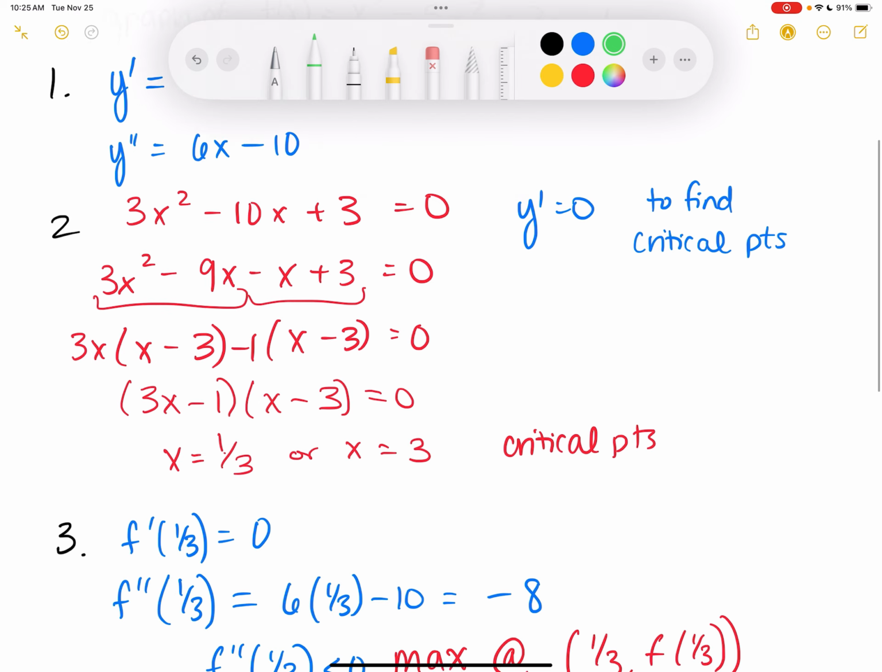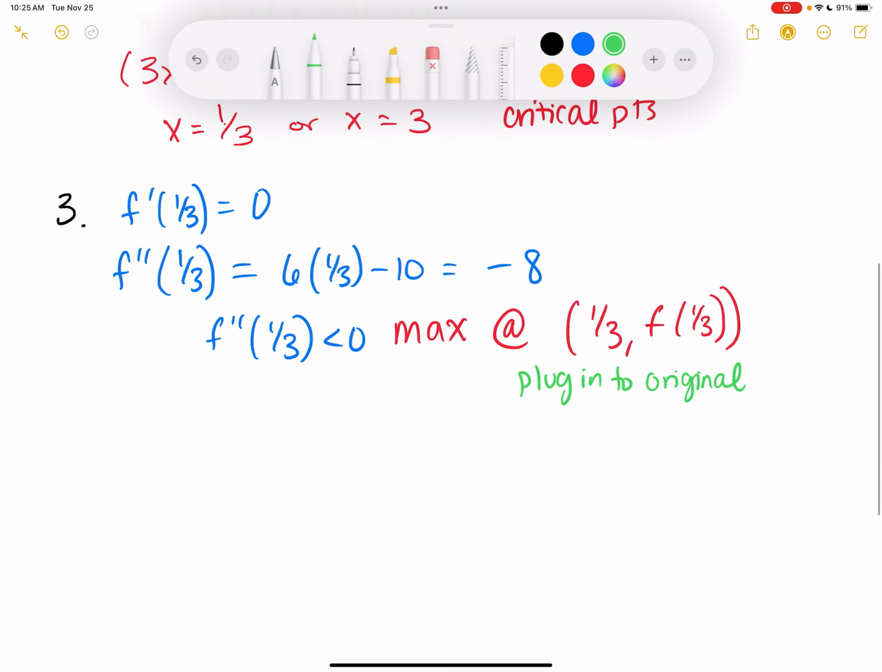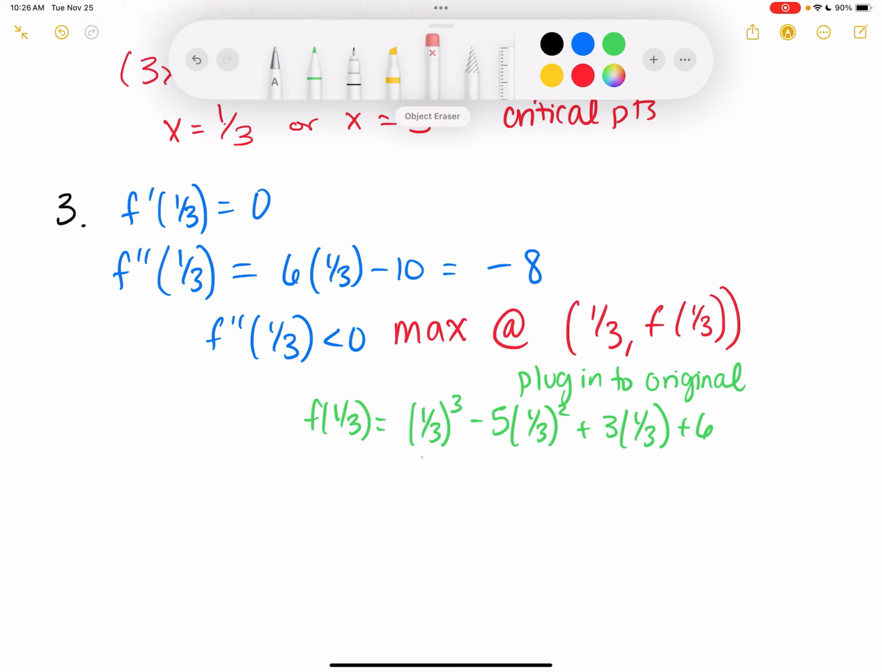So f of 1/3 would be, let me go back and find where the original equation is so I can't keep scrolling back and forth. So 1/3 cubed minus 5 times 1/3 squared plus 3 times 1/3 plus 6. Honestly, for time, I'm just going to plug it into the calculator. I don't feel like doing that right now.